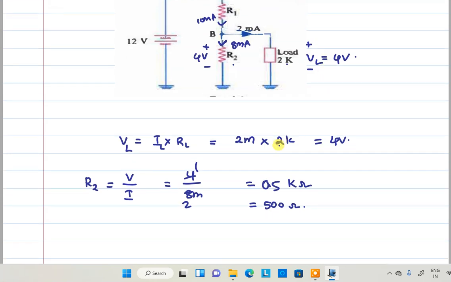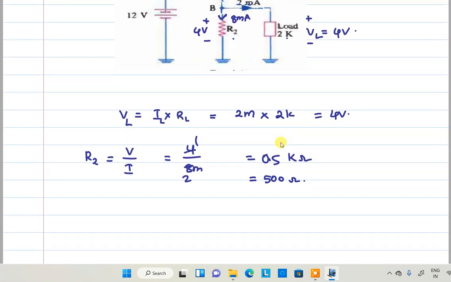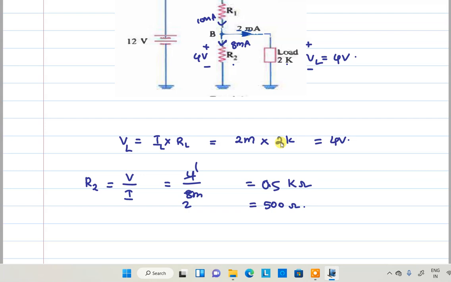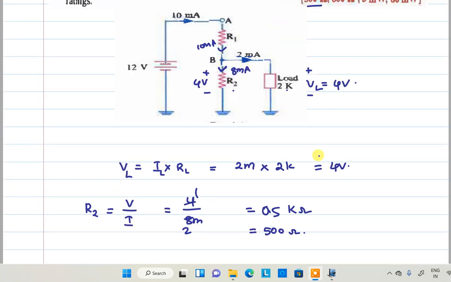R2 you got. What about R1? You can find out R1 now. So next we are moving to R1. This is 10 milliamperes. This is a 4 volt, this is a 12 volt. What about the remaining voltage drop across these terminals, right?